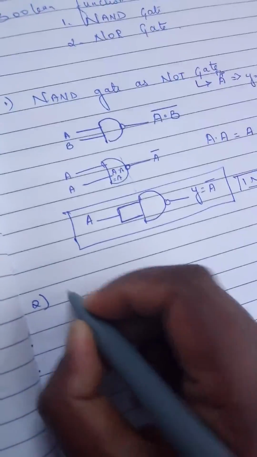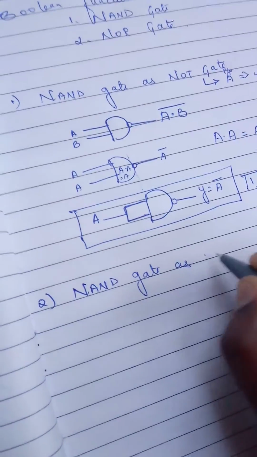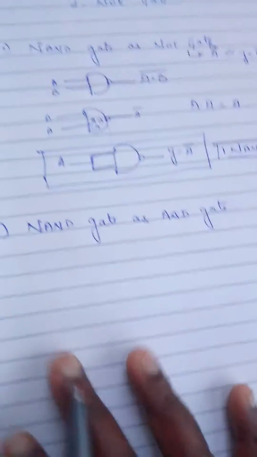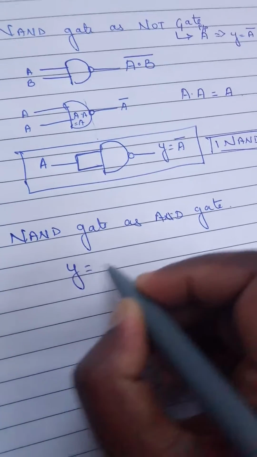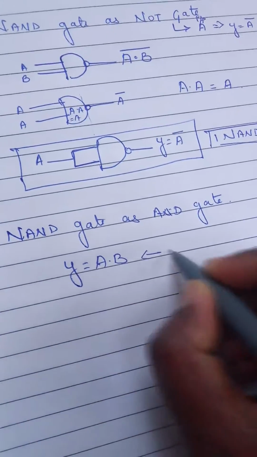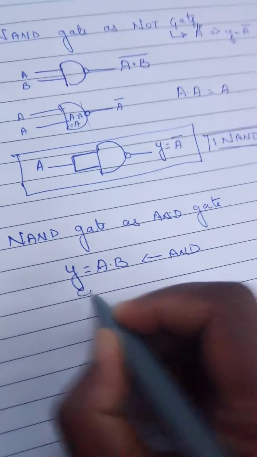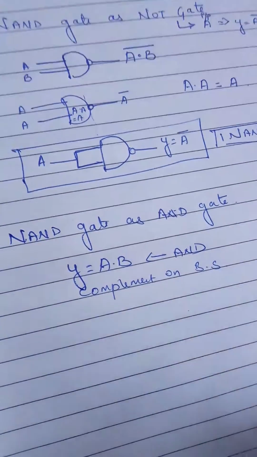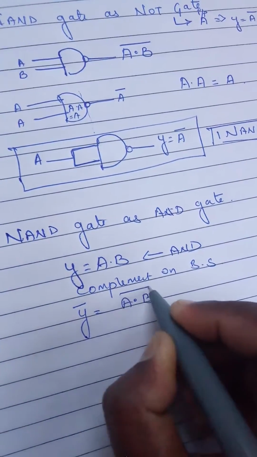Second, we'll see a NAND gate as AND gate. We have two ways of doing it. First one is taking the expression y is equal to A dot B, which is an AND function. Complement on both sides. When you complement it on both sides, you have y bar is equal to (A dot B) complement.